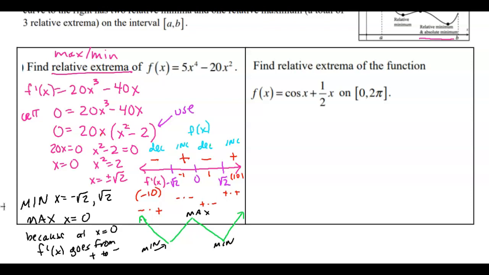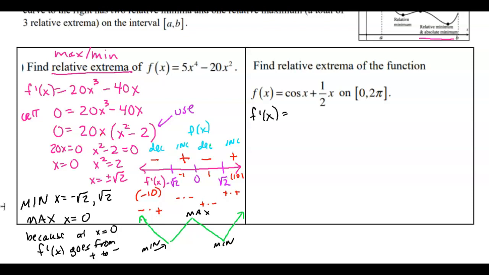That's it. You're really just saying what the signs are. All right, find relative extrema, and I just wanted to pick a trig one for the solving aspect and sine chart. So our derivative, well, cosine's continuous, 1/2 x is continuous, so continuous plus continuous is continuous. And because of this cycle, they just limit our domain.